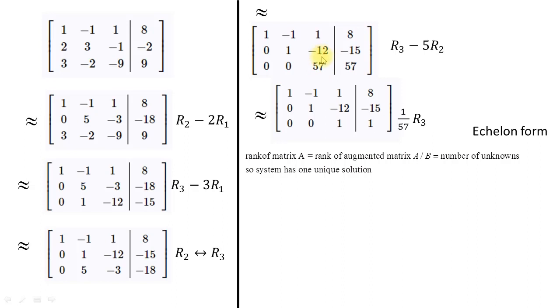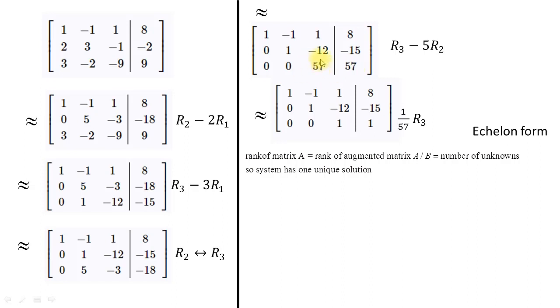Similarly, 5 times minus 12 is minus 60, so 60 is here. Minus 3 minus, minus 60 plus 60, minus 3 plus 60 is equal to 57, and similarly in this row we obtain 57.